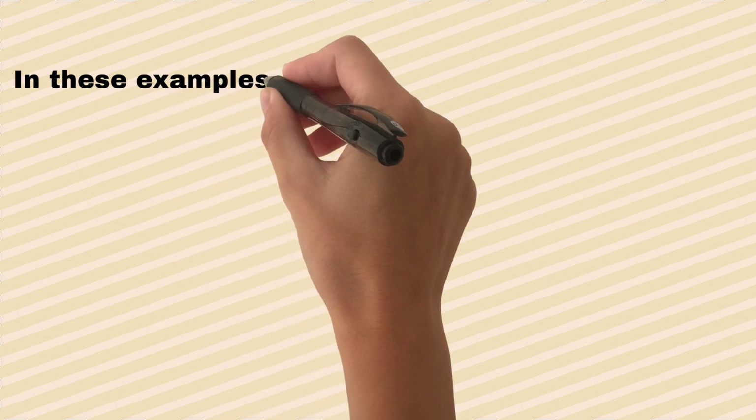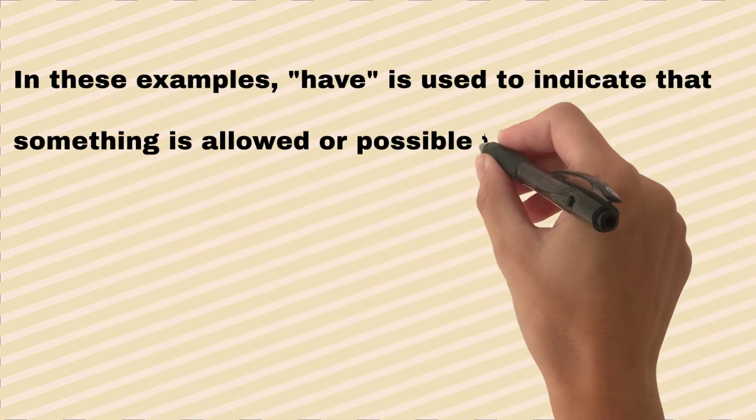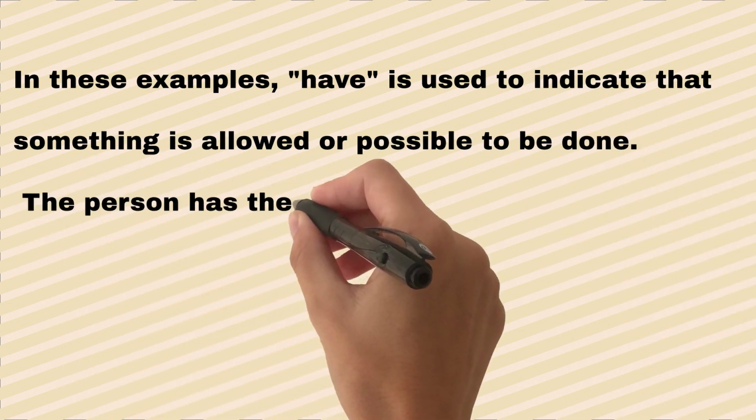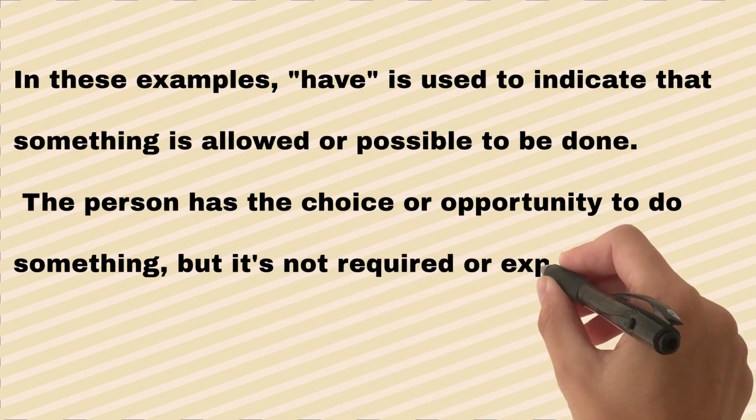In these examples, have is used to indicate that something is allowed or possible to be done. The person has the choice or opportunity to do something, but it's not required or expected of them.